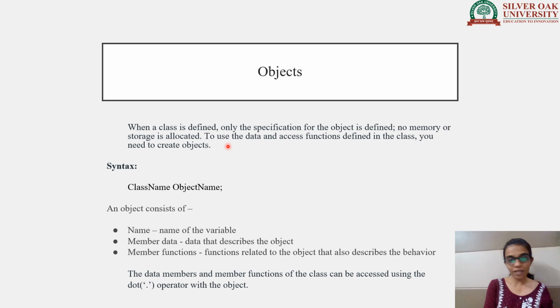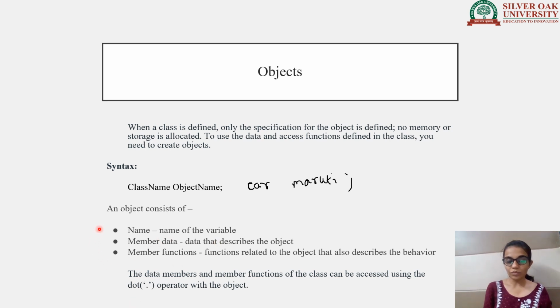So to use the data and access the functions defined in the class, you need to create objects. Now, how to create an object? You write the class name and the object name. If we discuss the same example, the car, I created a class car, so I will write down car. And here I will write down the object name. Say I am writing car Maruti. So Maruti will be the object of the class car. Clear? So that will be the thing: the class name and the object name.